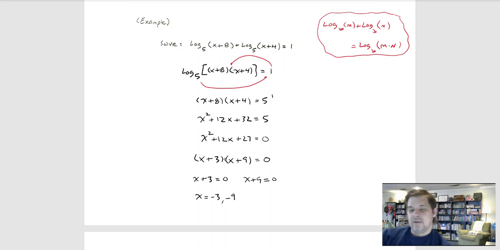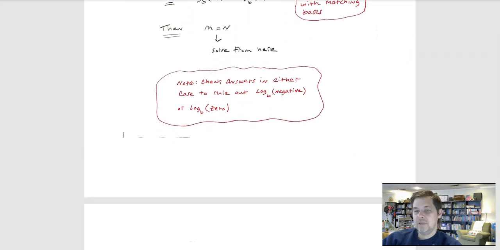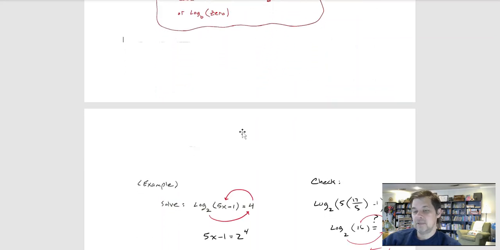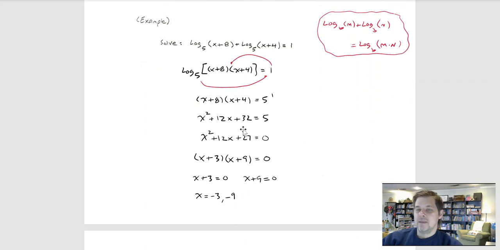So anyway, I get all the way down there, and I get -3 and -9. So it looks like I get 2 answers. But let's see. There is this catch with logarithmic equations that we need to check those answers to rule out that we're not getting a negative inside the logarithm or 0. So, okay. Let's check over here. And I think one of these is going to be okay and the other isn't. So the -3 is going to be okay.